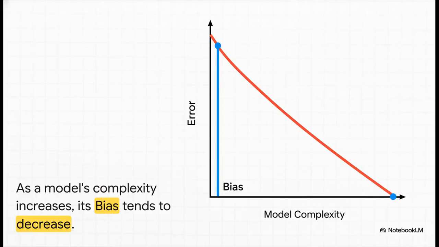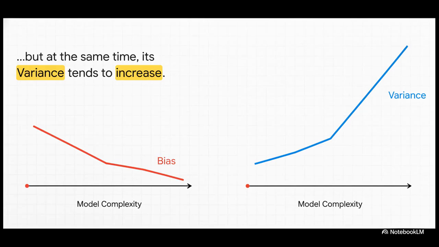As we start making our model more and more complex, maybe we add more features or more layers to a neural network, it gets better and better at fitting the training data. It's more flexible, so it can capture those tricky patterns. In other words, its bias goes down. But, and this is the crucial but, as you keep making it even more complex, it eventually starts to go too far. It becomes so flexible that it doesn't just learn the pattern, it starts memorizing the random noise.